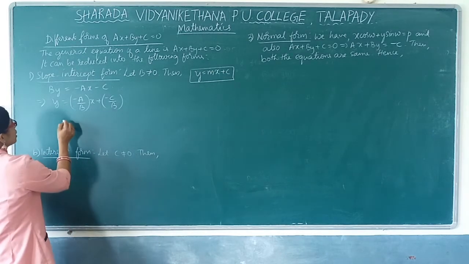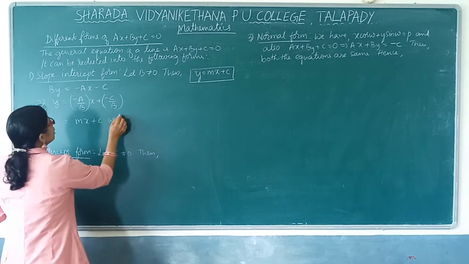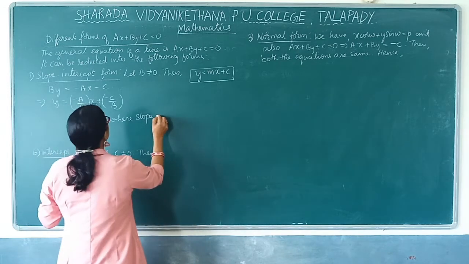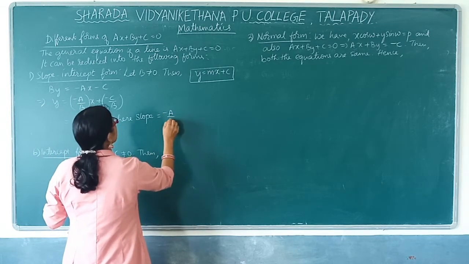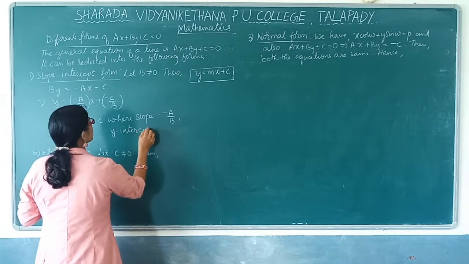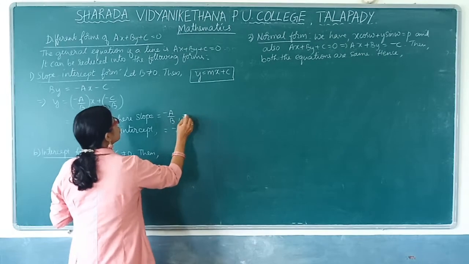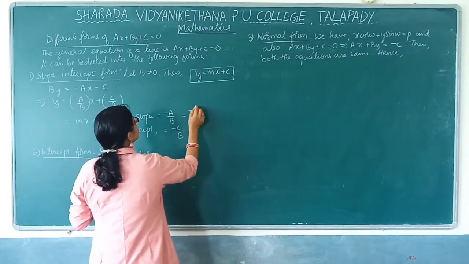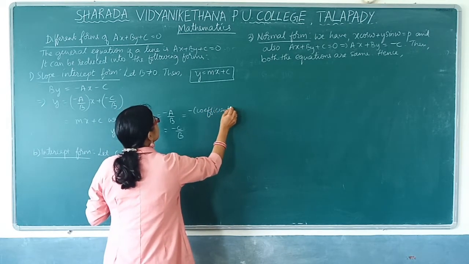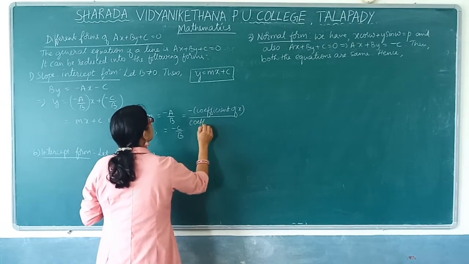So we can write this is equal to y equals mx plus c, where slope of the line is equal to minus a by b and y-intercept is equal to minus c by b. Or you can also rewrite this as minus of coefficient of x by coefficient of y.